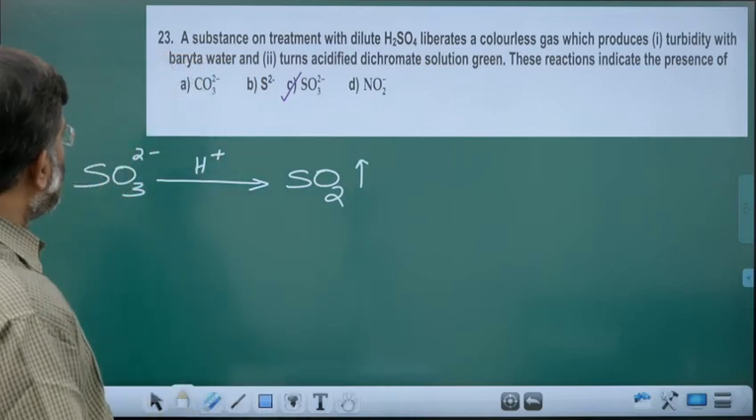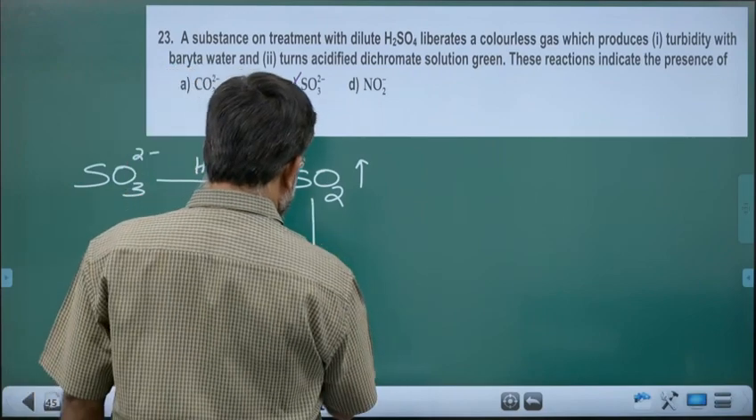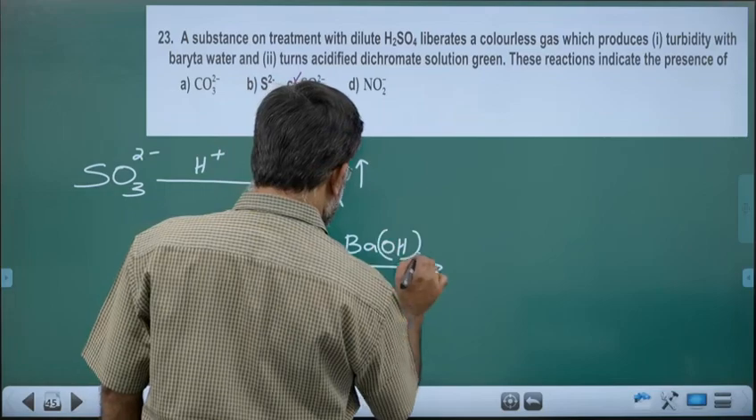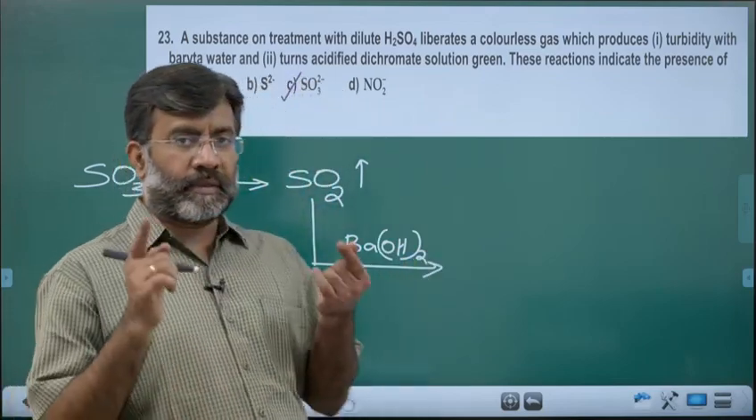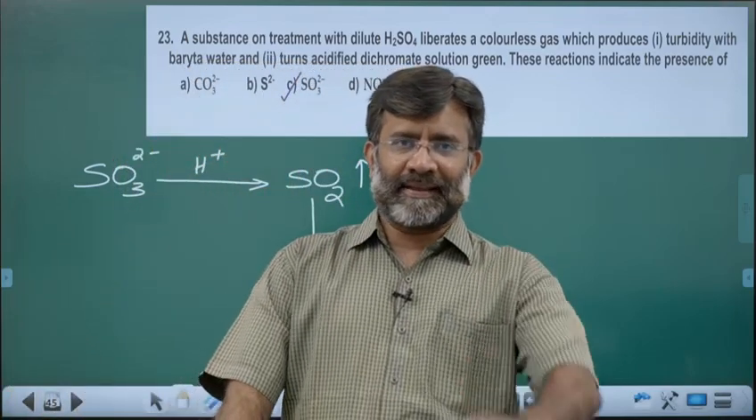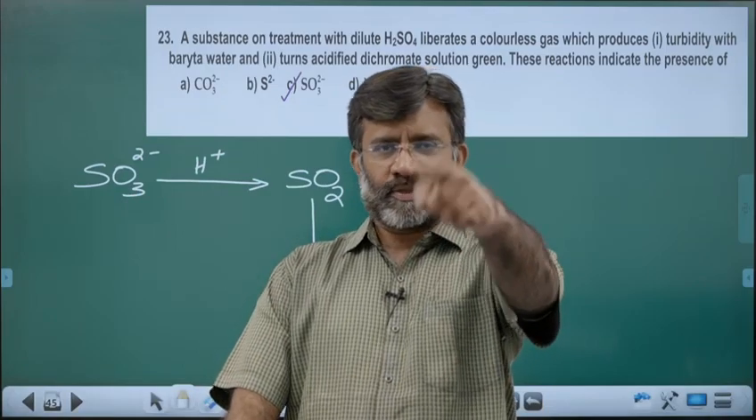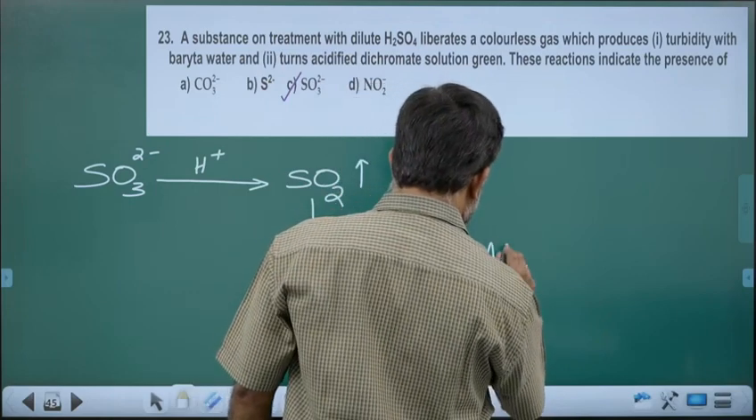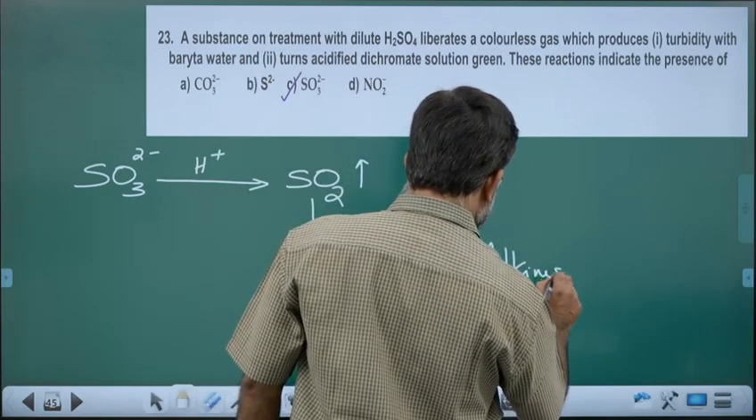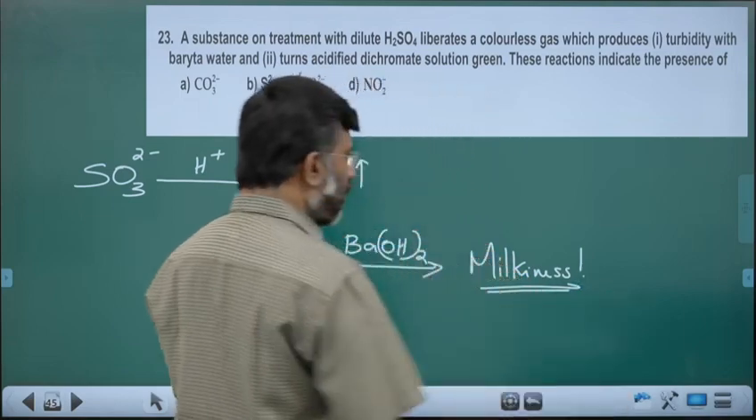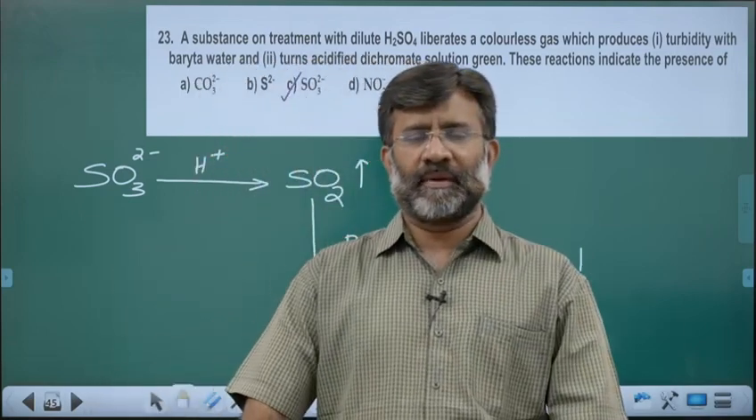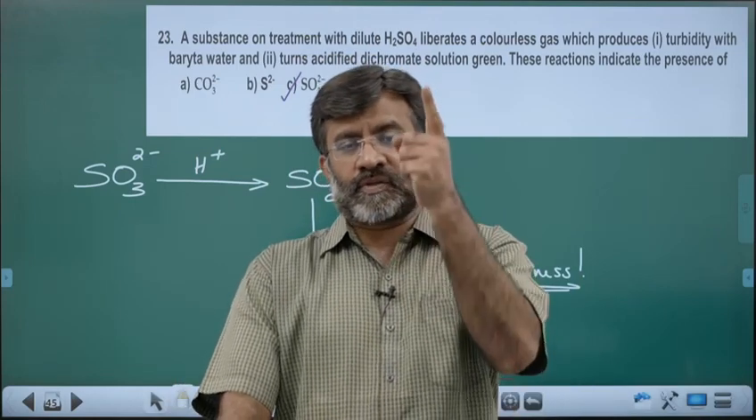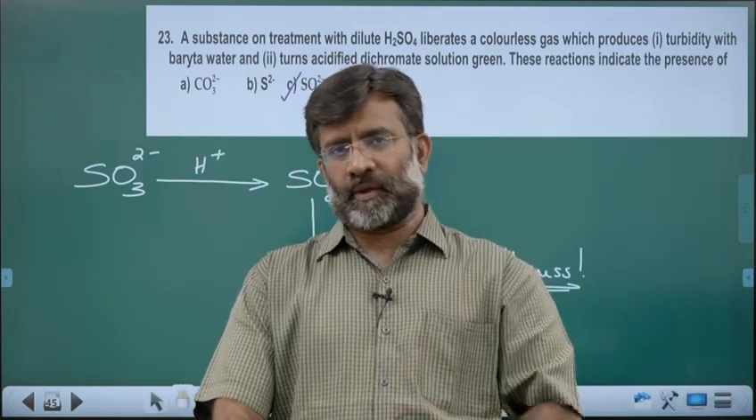Now, what is the second one? Turbidity with the baryta water. Baryta water means barium hydroxide. The reaction of SO2 with alkali is similar to carbon dioxide. You will get a white turbidity, milkiness, due to the formation of barium sulfite. Okay, there will be turbidity. The reaction is similar to carbon dioxide.